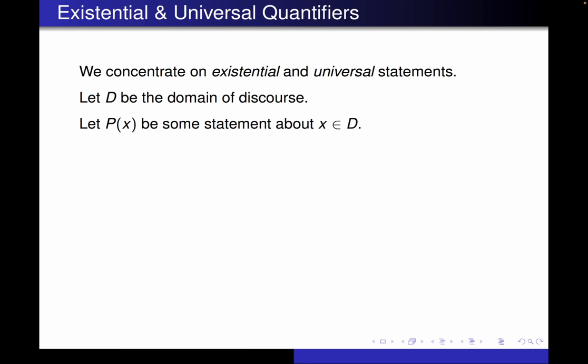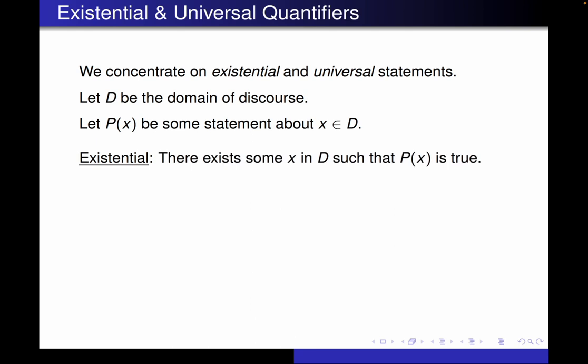What I mean by that is you can take any value of x in D, plug it into P of x, and it will give you a statement. So P of x may actually represent many, many different statements, one for each value of x. An existential statement looks like the following: there exists some x in our domain of discourse such that P of x is true.